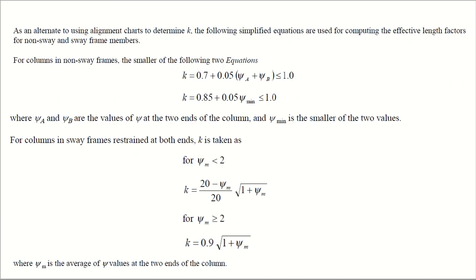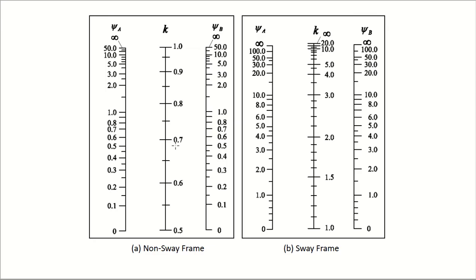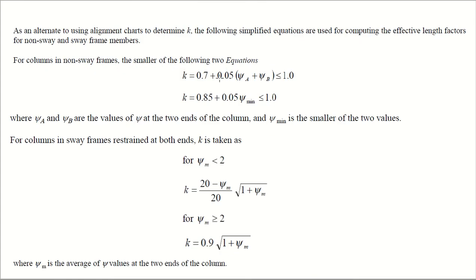As an alternate to using alignment charts to determine K, the following simplified equations are used for computing the effective length factors for non-sway and sway frame members. For columns in non-sway frames, take the smaller of the following two equations. So you get K by these two equations, and whichever is the smallest one will be used as K. Instead of using these charts, you are using these equations, where psi A and psi B are the values of psi at the two ends of the column, and psi minimum is the smaller of the two values. Here you see psi minimum, the minimum of these two.